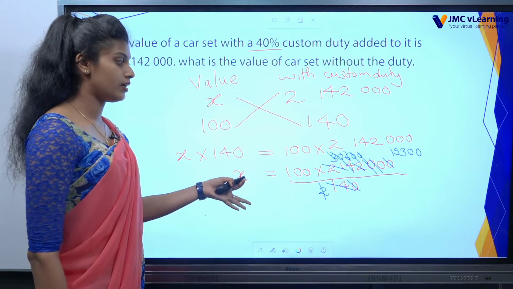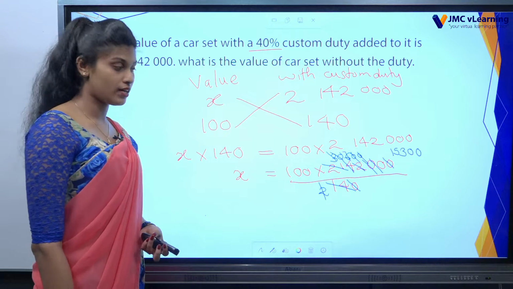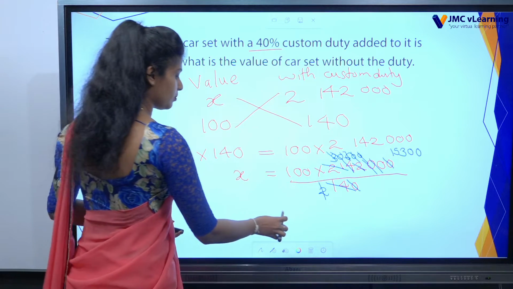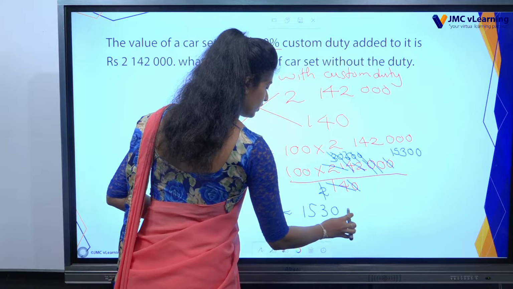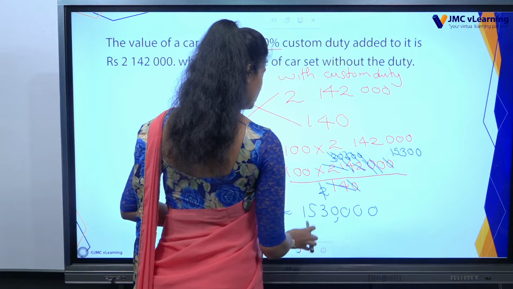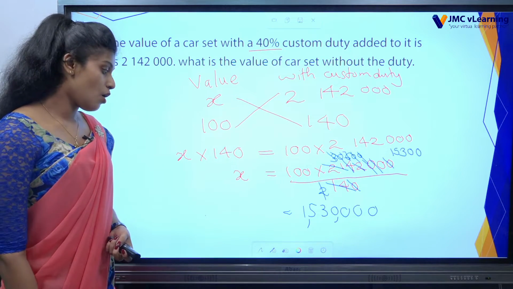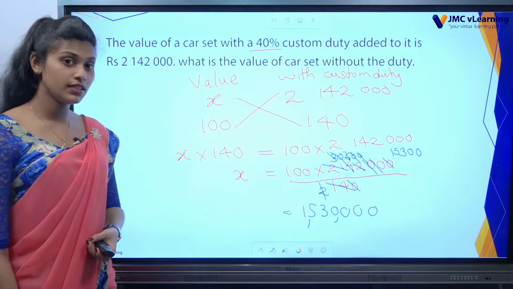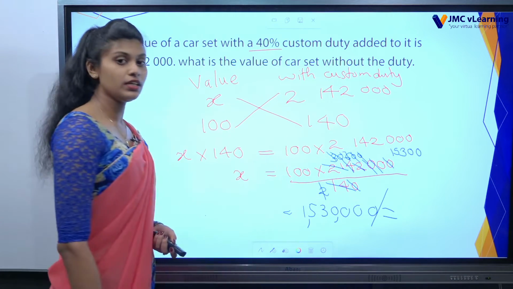Then 100 and 15,300 you have to multiply. Then the answer is, here let's put these 2 zeros. Then what is the answer? 1,530,000. That's the value of the car without the custom duty.